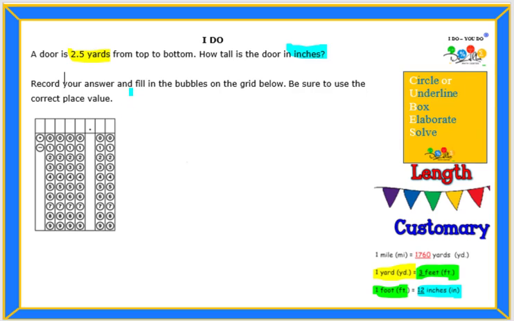So I'll start with yard and feet, and I'm going to be using my anchor chart over here. My yards is going to be in yellow, and my feet I'm going to color code in green. In that anchor chart, it tells me that 1 yard is equal to 3 feet. But I don't have 1 yard, I have 2.5 yards. And so I'll put that on the top for yards. And that means I'm looking for the number of feet.